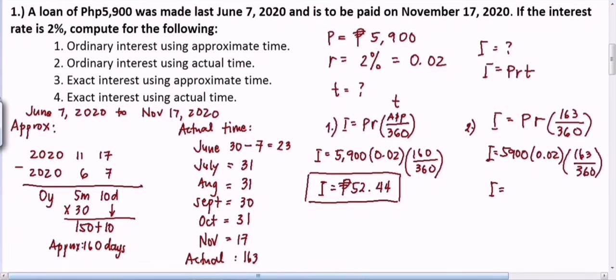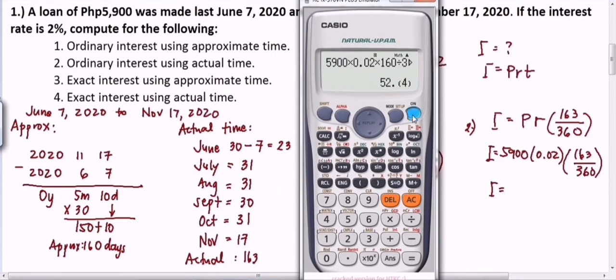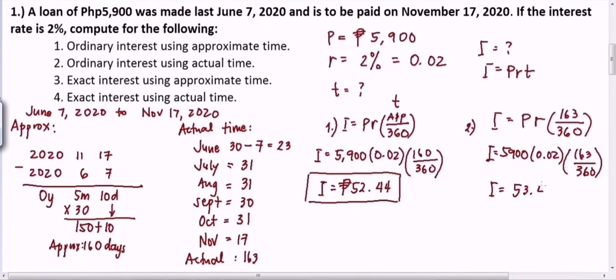Okay, so I natin, computein na natin. Ayan, so 5,900 times 0.02 times 163 divided by 360. So the answer is 53.43 na to guys, kasi 7 yung karugtong. To continuous na yung 7. So 53.43. So, here is the second answer. That is ordinary interest using actual time. Okay? Sige, let's have naman yung number 3.